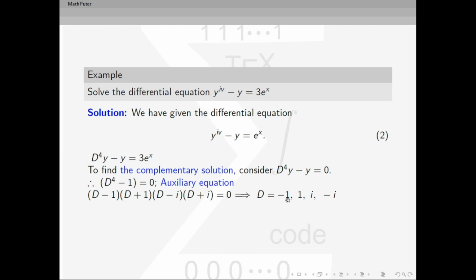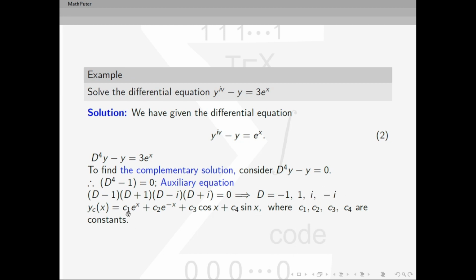Look here, minus 1 and 1. These two are real and unequal. So we have e raised to x, e raised to minus x. These are the complex roots, 0 plus 1 into i, 0 minus 1 into i. So e raised to 0x, which is 1. Then we have two functions, cos 1 into x, sin 1 into x, which gives us cos x and sin x. So four functions we have: e raised to x, e raised to minus x, they are coming from the real roots; cos x and sin x, they are coming from the complex roots.